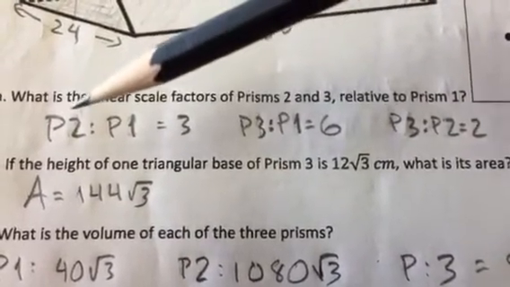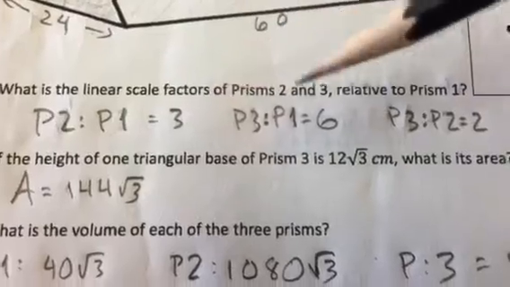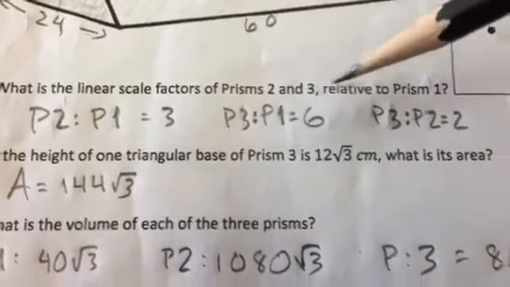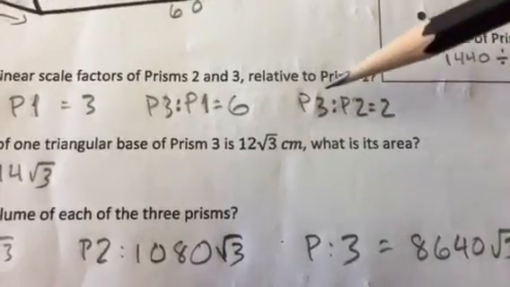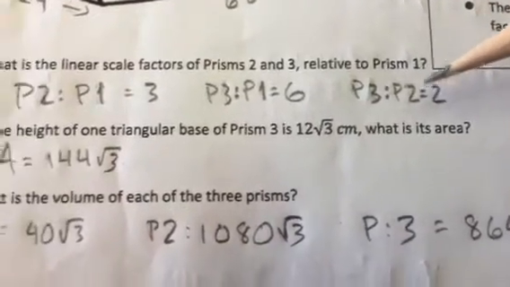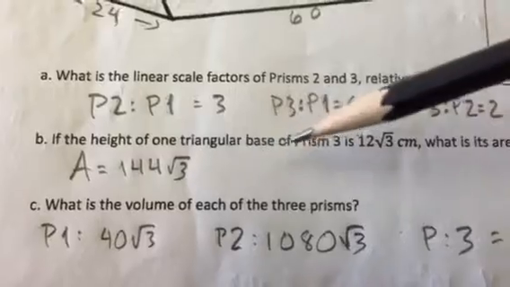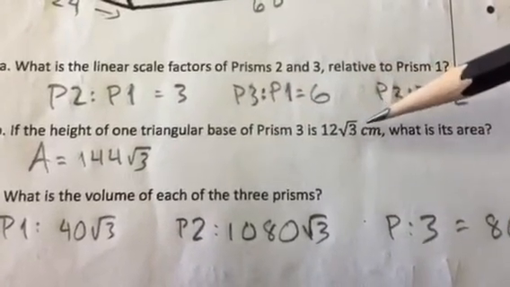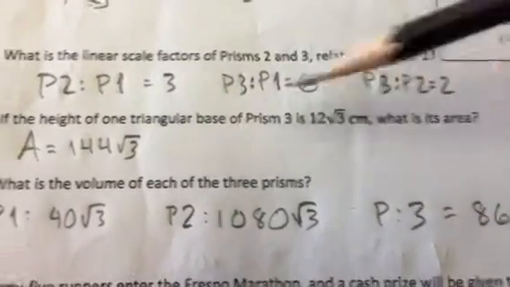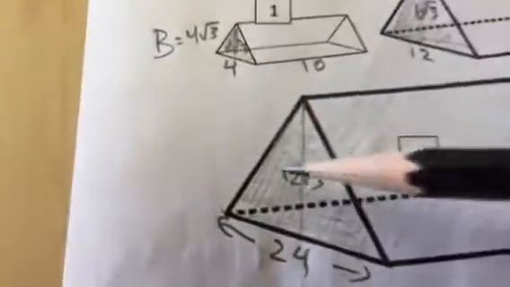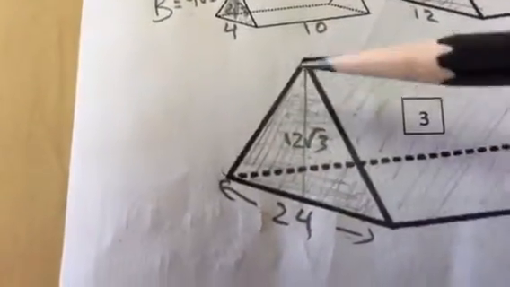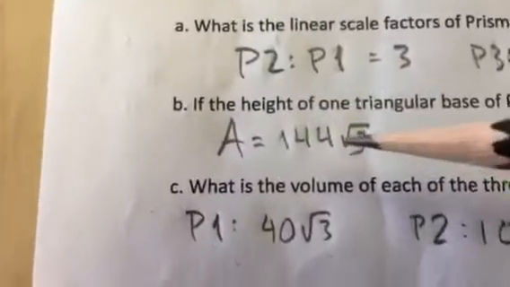So I've written them out here. Prism 2 to prism 1 is 3 to 1. Prism 3 to prism 1 is 6 to 1. And incidentally, prism 3 to prism 2 is 2. So prism 3 is twice as big as prism 2. If the height of one triangular base of prism 3 is 12√3, which we already figured out, what is its area? And that would be 144 times the square root of 3. That's the area of this base right here, 144 times the square root of 3.